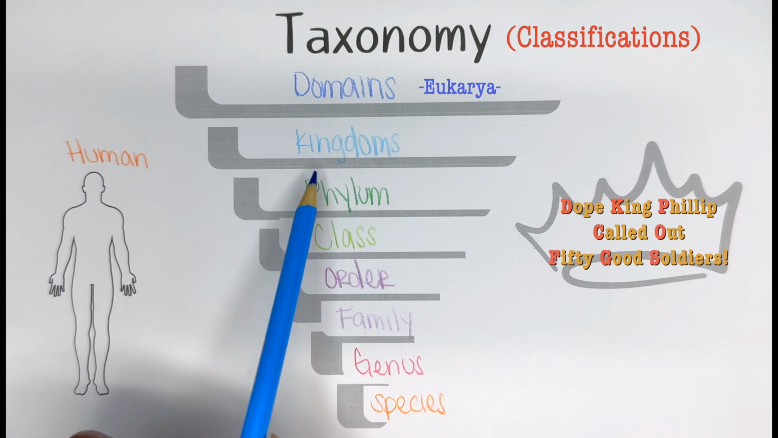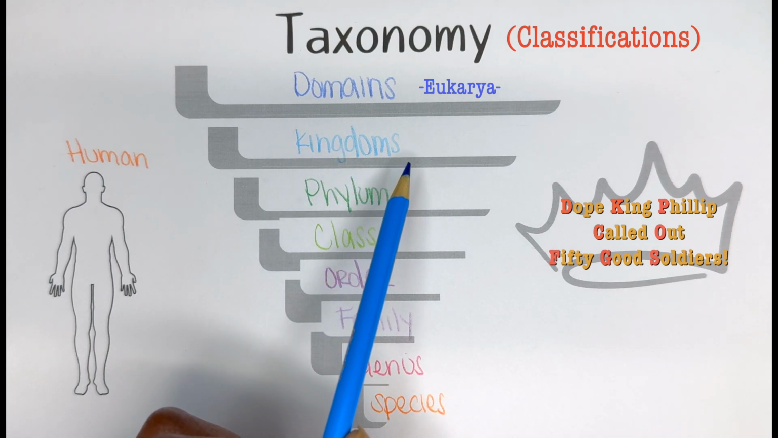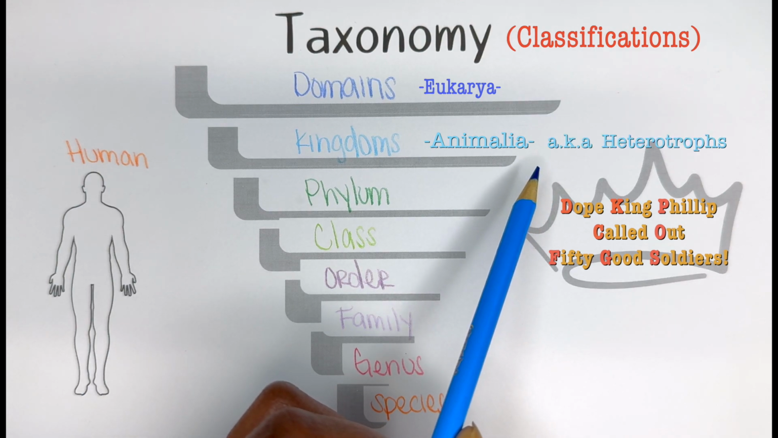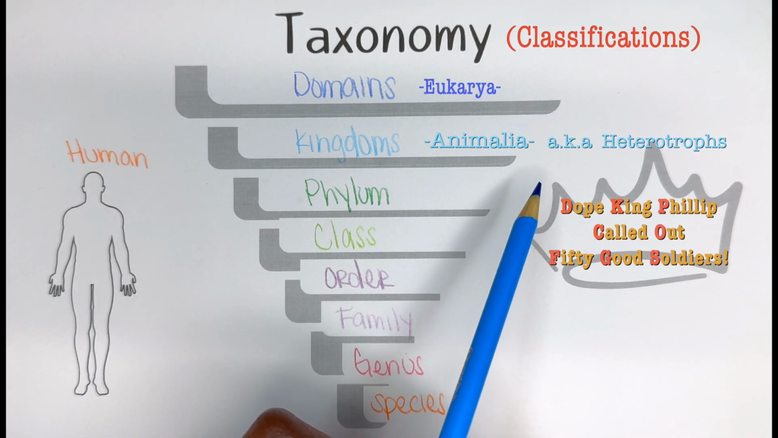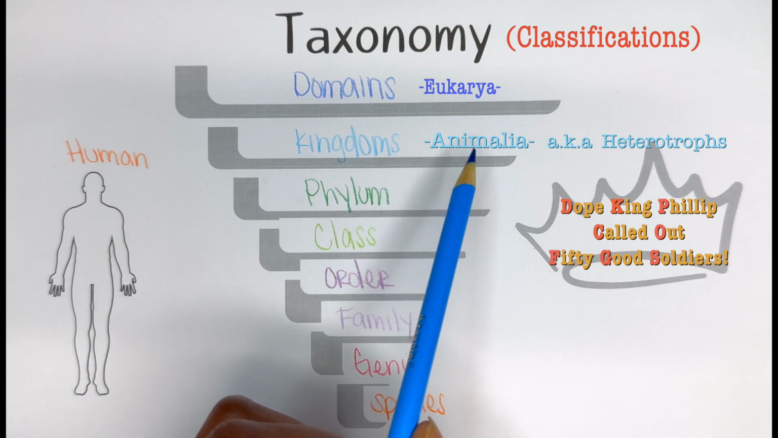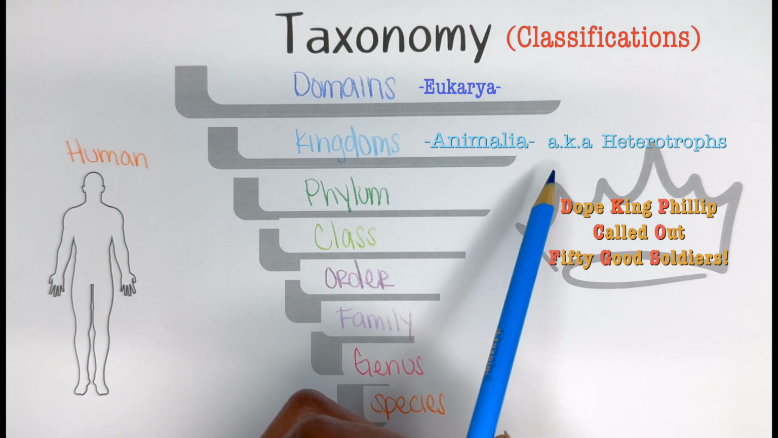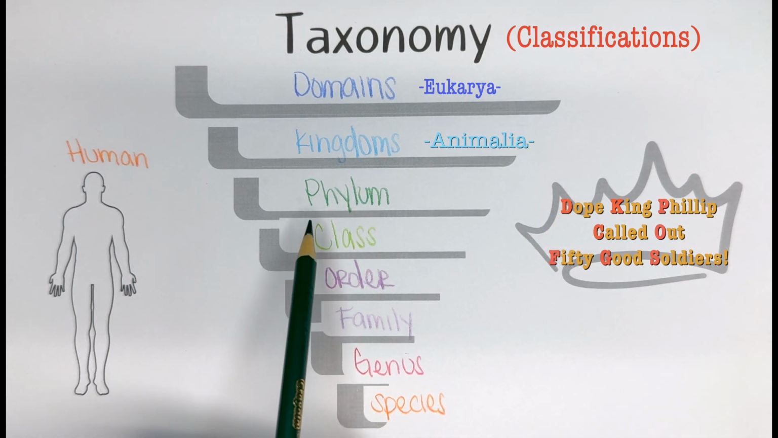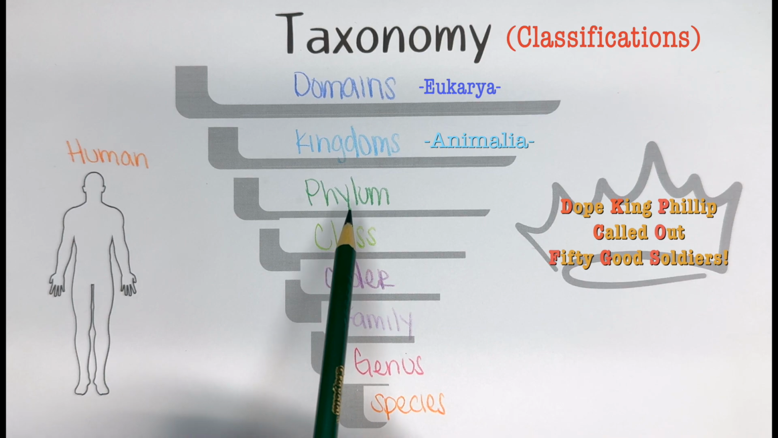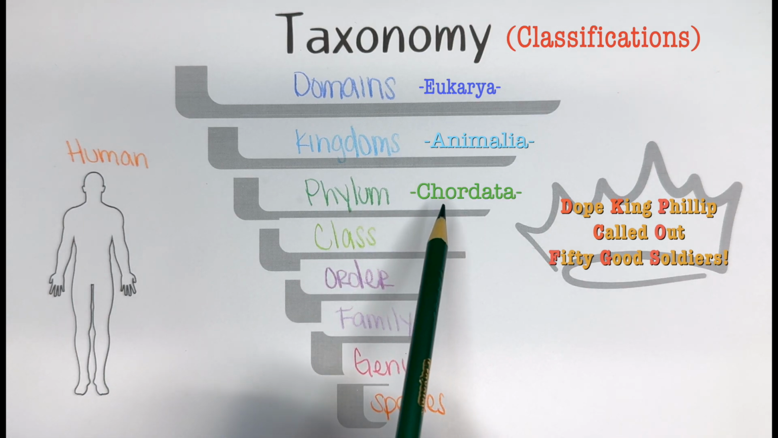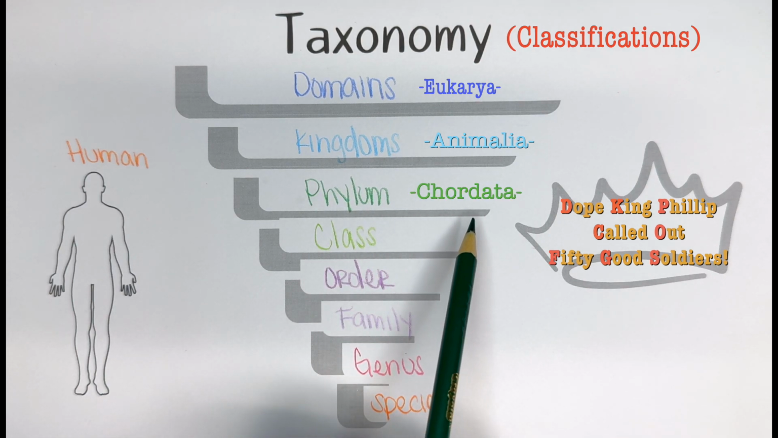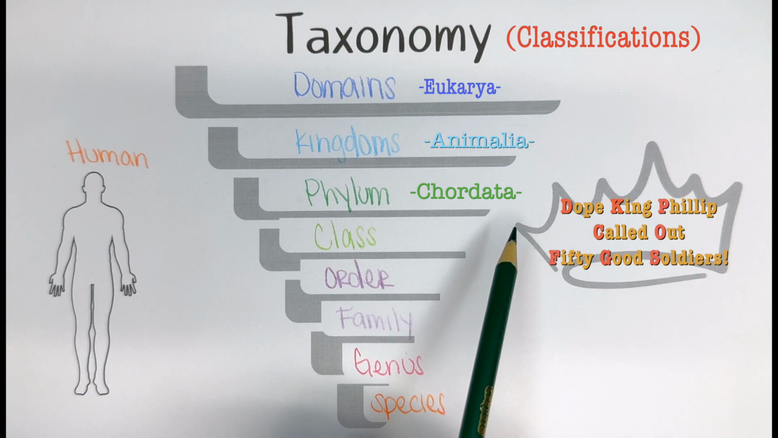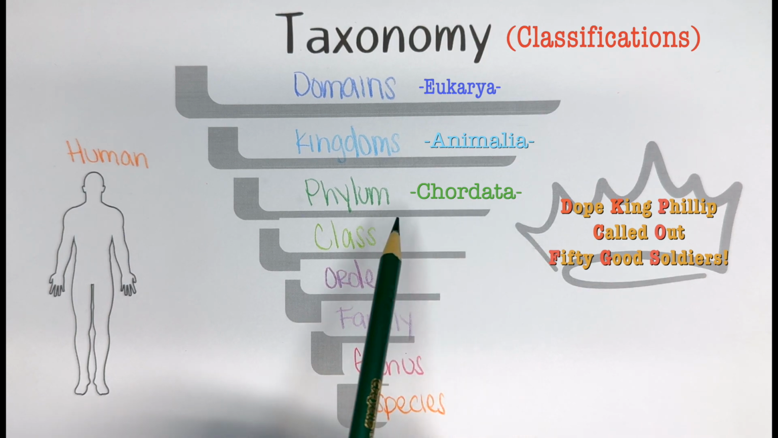For kingdom, a human falls under the category Animalia. That means you can't make your own food, you have to consume other organisms, right? So we can't produce our own energy or our own food, we have to consume another organism to do so. We are an animal. In the classification level phylum, a human is known as chordata. So chordata just basically means that we have a spinal cord that's connected to our brain, and that's going to control our nervous system. So phylum, chordata.